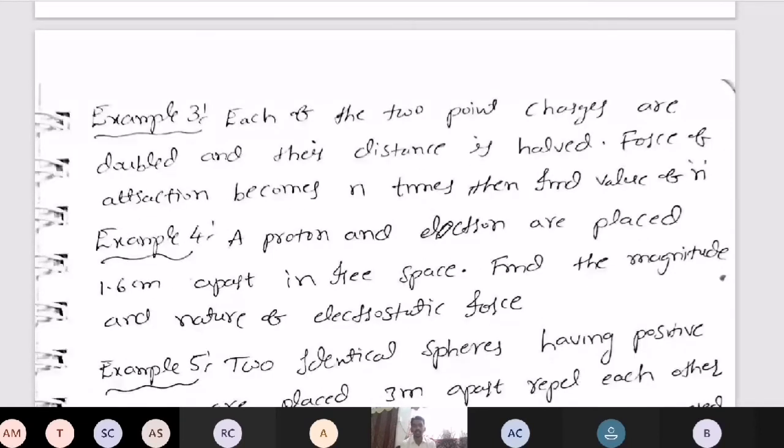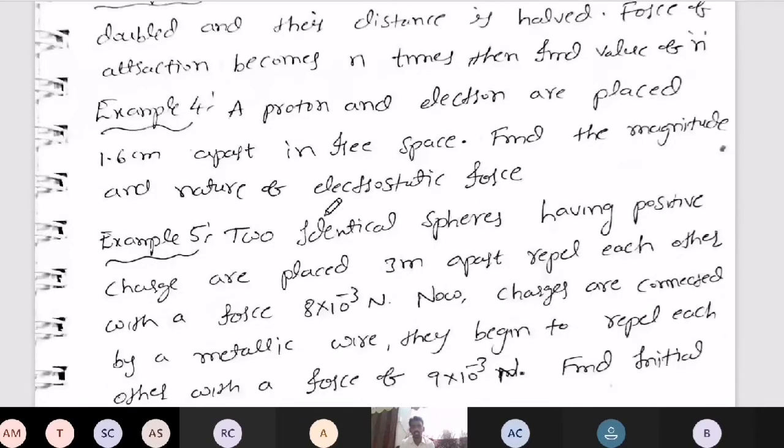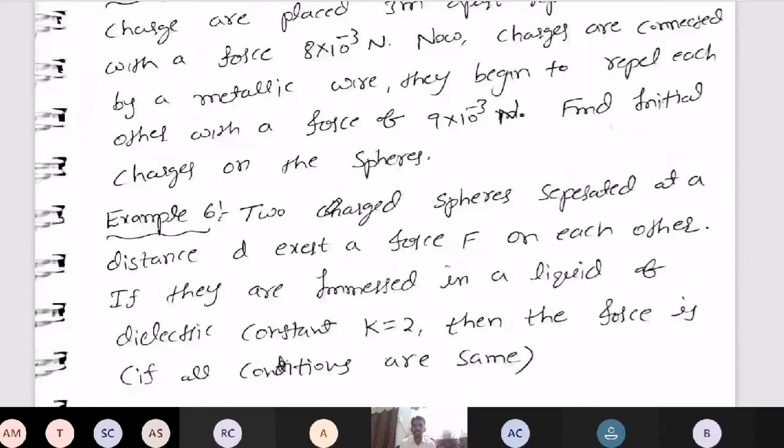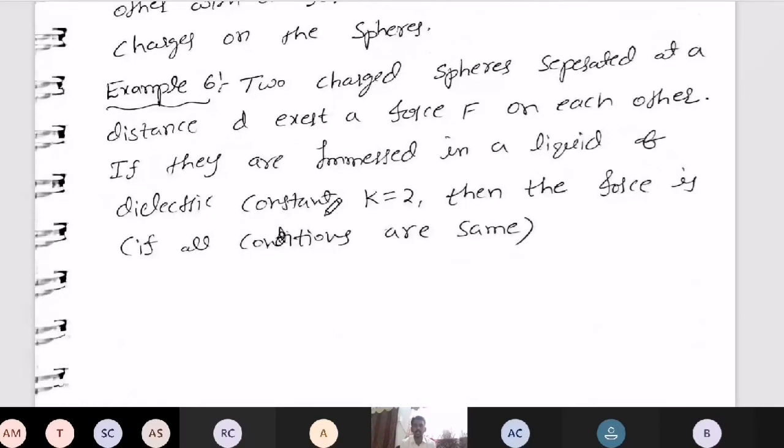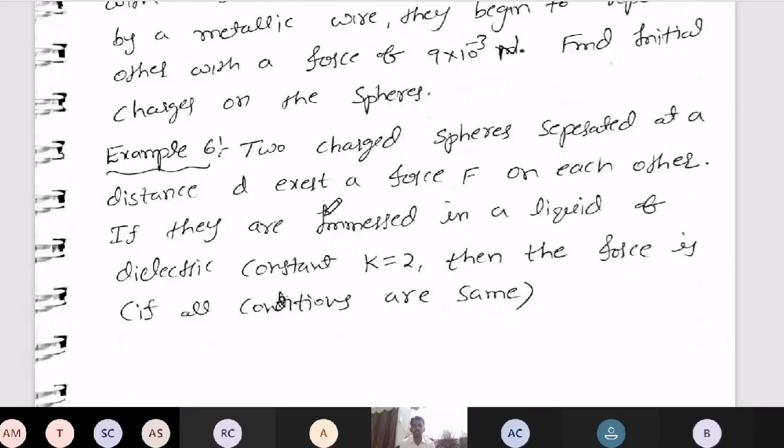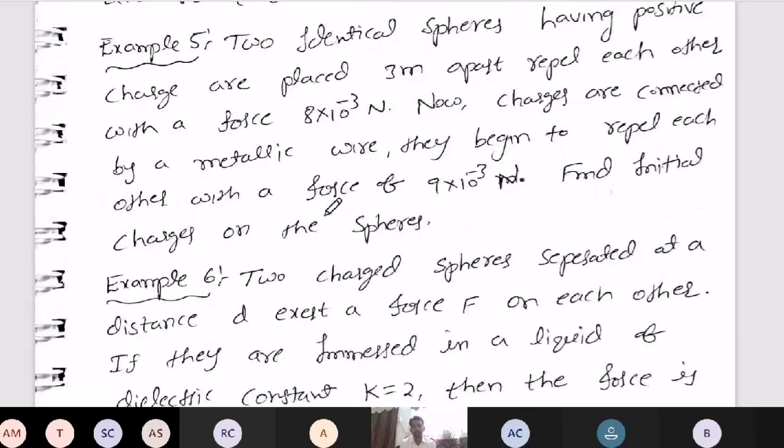And I have given examples based on that. Please try to solve all the questions, which are very helpful for Monday's test. Try to solve every question, and whichever you don't get, just ask me. These are all questions related to complete Coulomb's law.